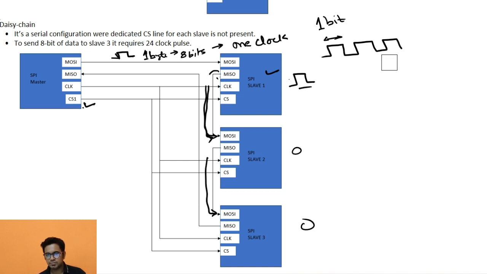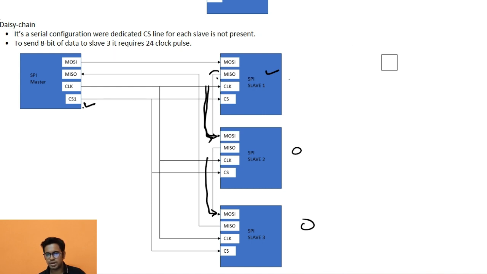Okay, this is also very important from the interview perspective: why in daisy chain we require more clocks to send the same data to the different slaves.